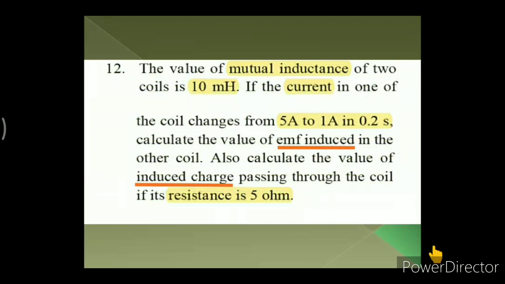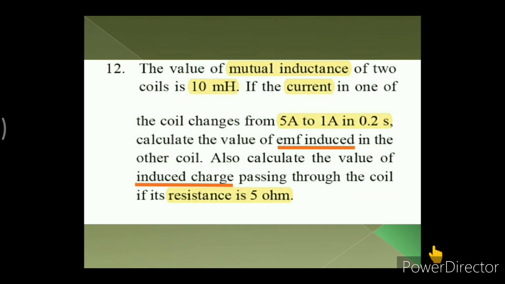The next unsolved numerical from the textbook. Question number 12: the value of mutual inductance of two coils is 10 millihenry. If the current in one of the coils changes from 5 ampere to 1 ampere in 0.2 second, calculate the value of EMF induced in the other coil. Also, calculate the value of induced charge passing through the coil if its resistance is 5 ohm.